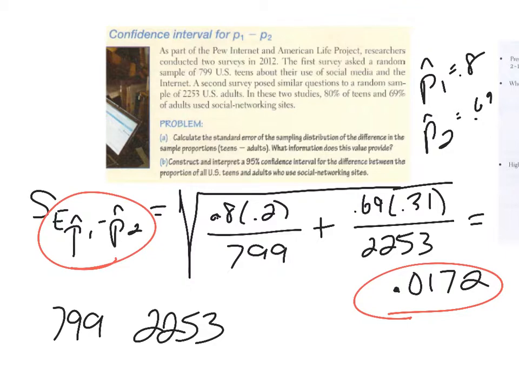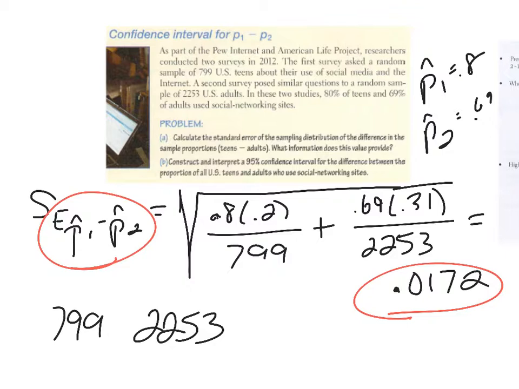So if we're to take a lot of these same random samples, 799 teens, 2,253 adults, the difference in the sample proportion of teens and adults who use social networking sites will typically be 0.0172 from the true difference of proportions of all, so the whole population, U.S. teens and adults who use social networking sites.